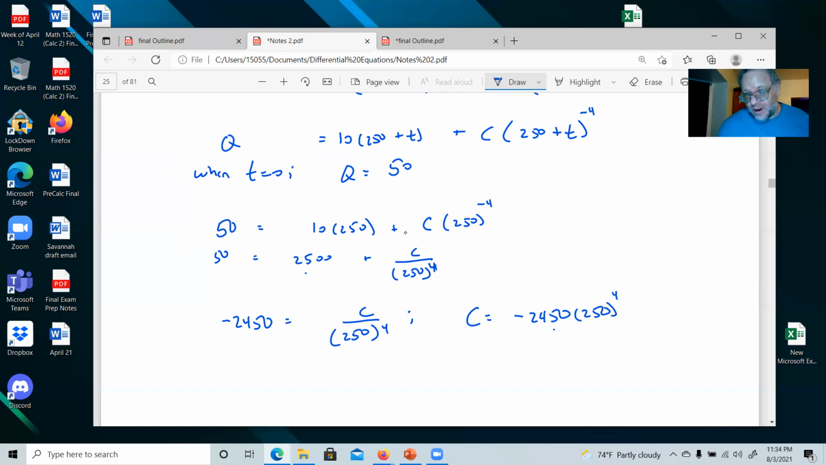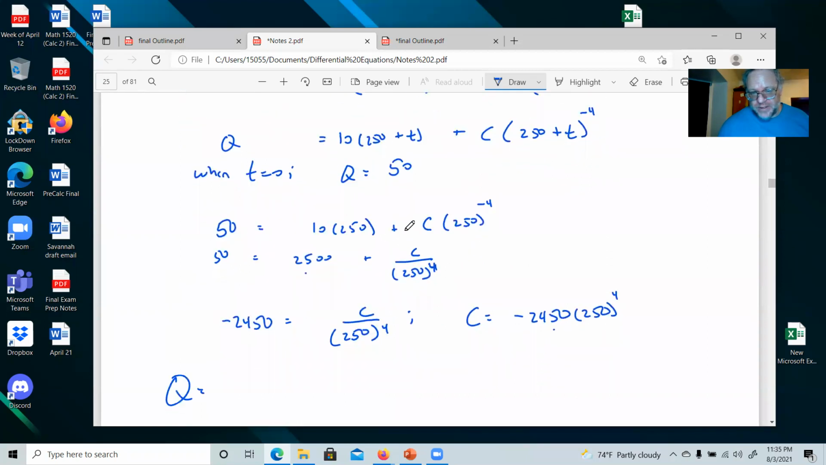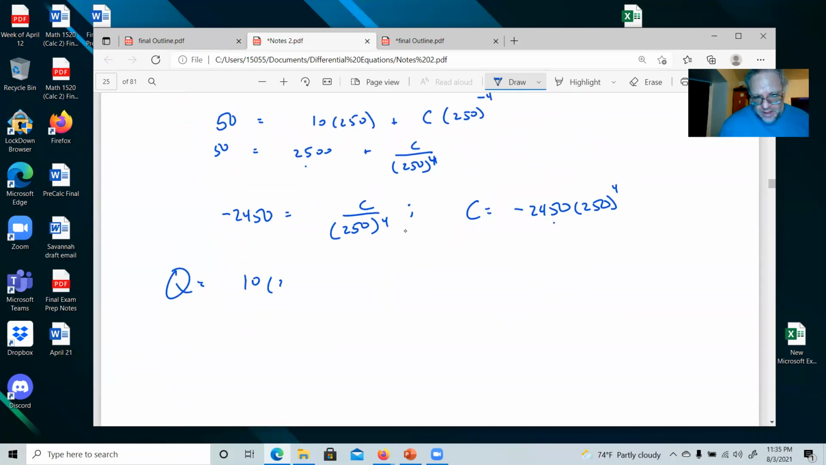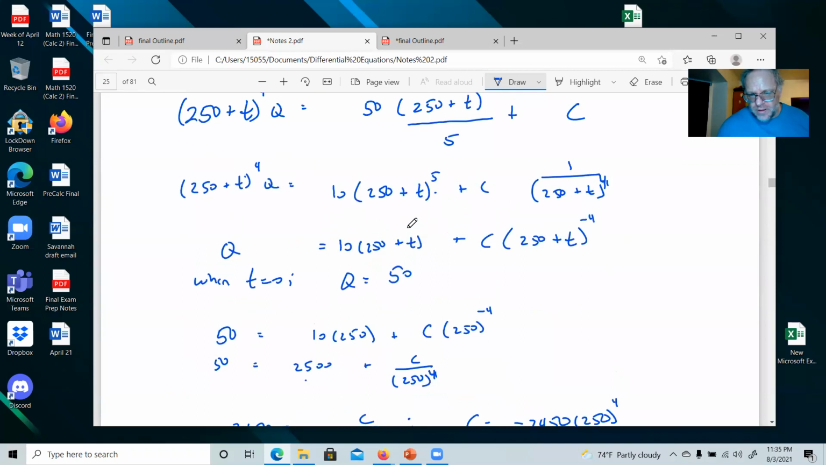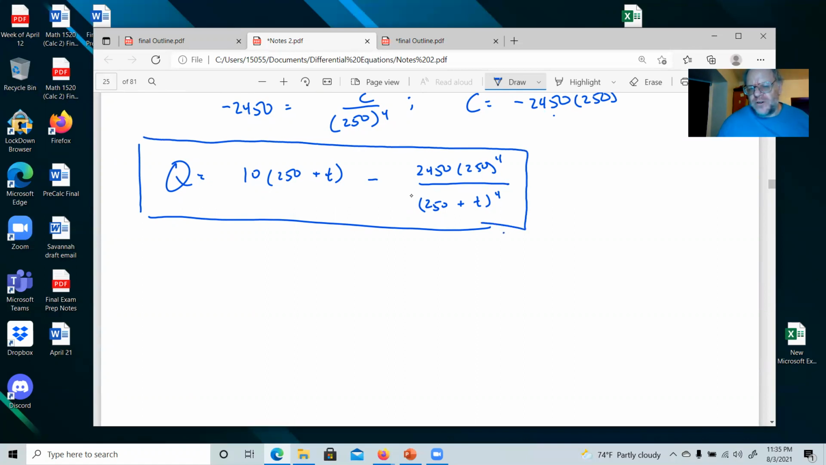I'm sure that's a delightful number. I don't really care what it is. But q is now equal to, just to write the function down by itself, 10 times 250 plus t, minus 2450 times 250 raised to the 4th power over 250 plus t raised to the 4th power, I believe. Yep. All right, and there is my function. But I didn't multiply this. It doesn't matter.